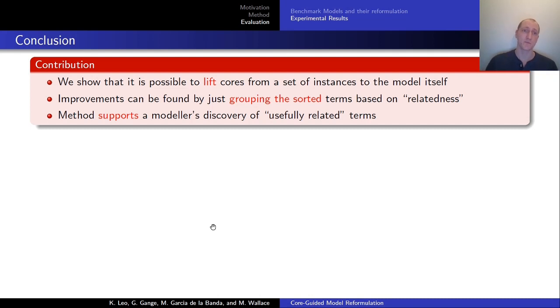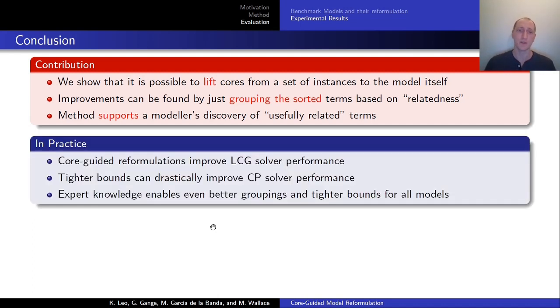So in conclusion, we show that it's possible to lift cores from sets of instances to a model itself. The improvements can be found by just grouping the sorted terms based on relatedness. And the method supports a modeler's discovery of usefully related terms. In practice, the reformulations perform really well on LCG solvers, and having good bounds for CP solvers is really important.